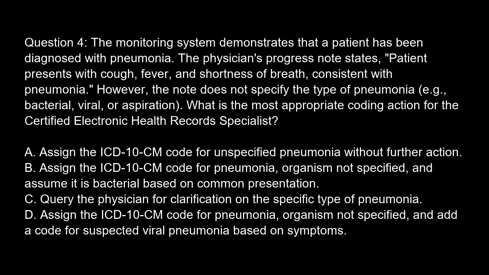Option A. Assign the ICD-10-CM code for unspecified pneumonia without further action. Option B. Assign the ICD-10-CM code for pneumonia, organism not specified, and assume it is bacterial based on common presentation. Option C. Query the physician for clarification on the specific type of pneumonia. Option D. Assign the ICD-10-CM code for pneumonia, organism not specified, and add a code for suspected viral pneumonia based on symptoms.